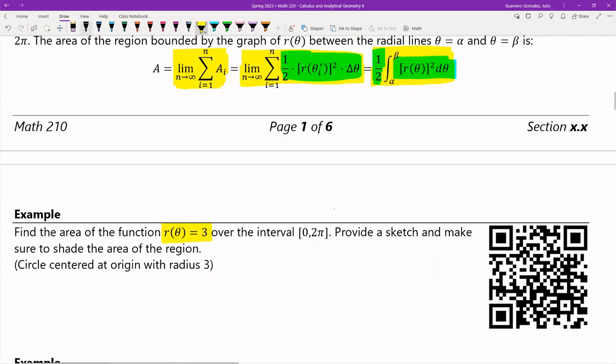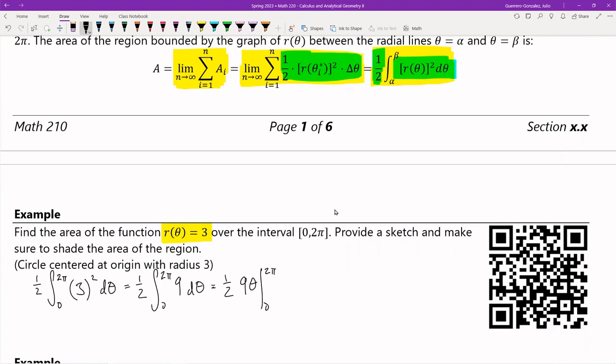So this is going to be equal to 1/2 times the integral from 0 to 2 pi of r of theta squared, so this is going to be 3 squared d theta. 1/2 integral 0 to 2 pi, that's going to be 9 d theta. 1/2 times 9 theta, evaluated from 0 to 2 pi. The only one that's going to contribute anything is the 2 pi. So that's going to be 1/2 times 9 times 2 pi. The 2 and the 1/2 cancel, and you get left with 9 pi.